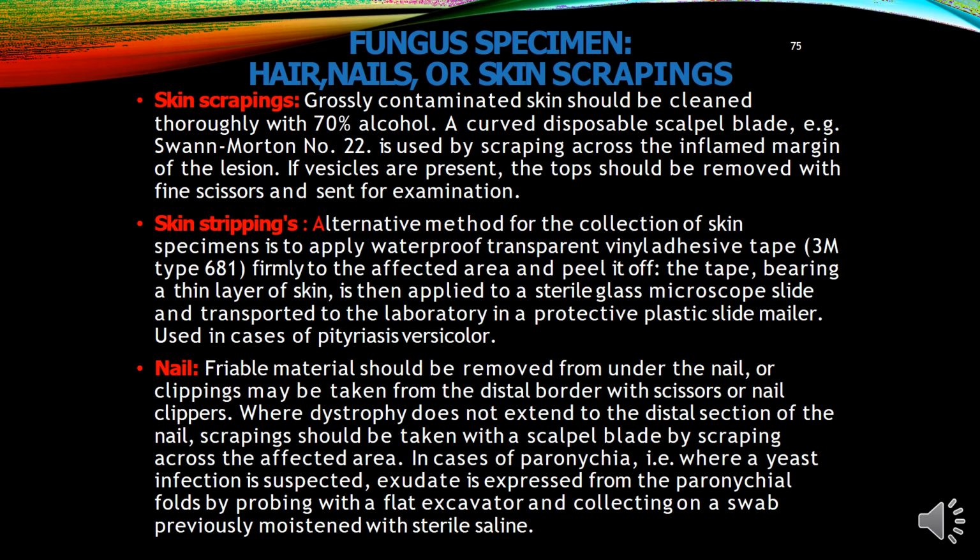Nails are friable material and should be removed using the underside of the nail, or clippings may be taken from the distal border with scissors or nail clippers. When dystrophy does not extend to the distal part of the nail, the scraping should be taken using a scalpel blade by scraping across the affected area. In case of paronychia, that is yeast infection, exudate is expressed from the paronychial folds by probing with a flat evacuator and collecting on a swab previously moistened with sterile saline.